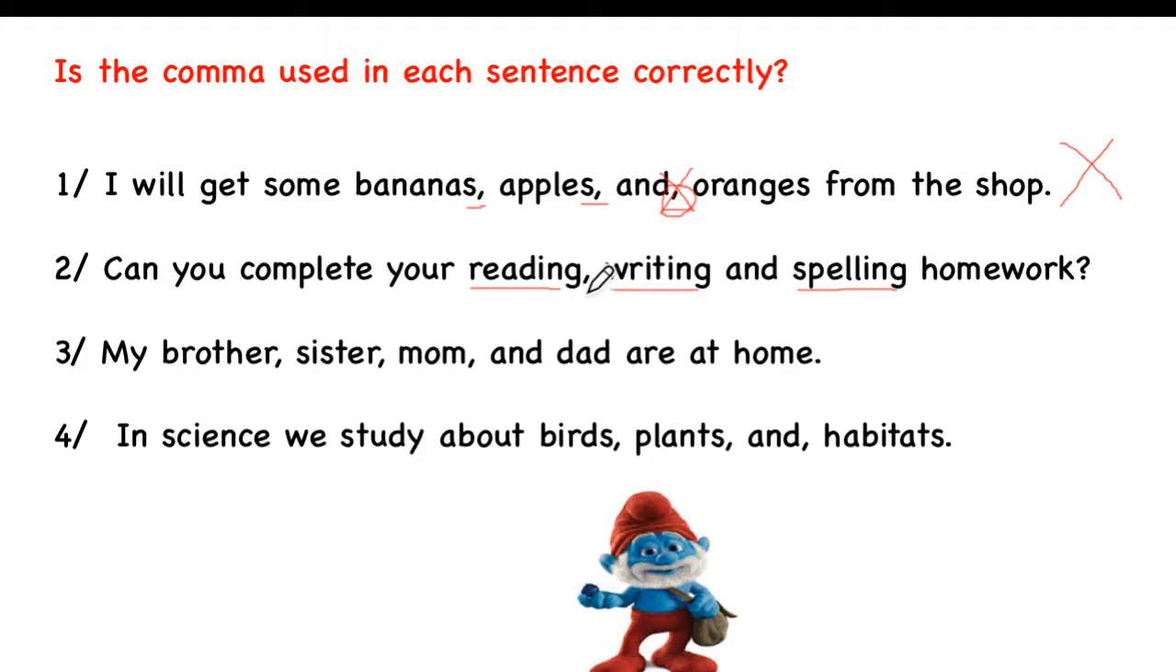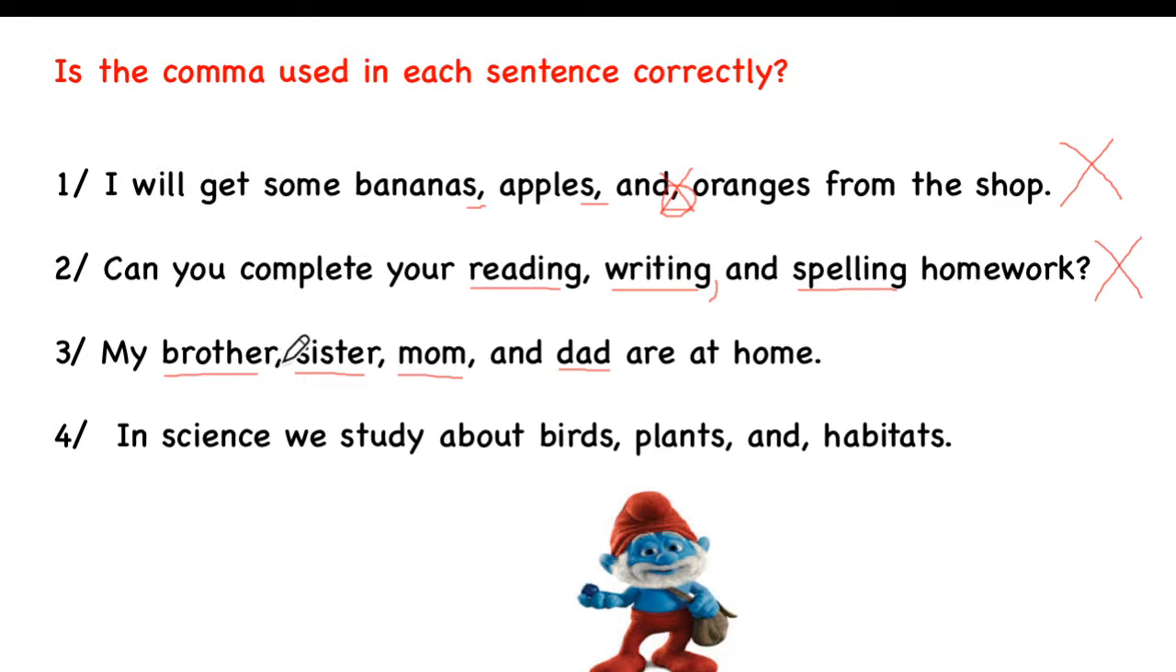Here we have a comma. Here we don't. Oops, the comma is missing. So, not correct. My brother, sister, mom, and dad are at home. My brother, comma, sister, comma, mom, comma, and dad are at home.